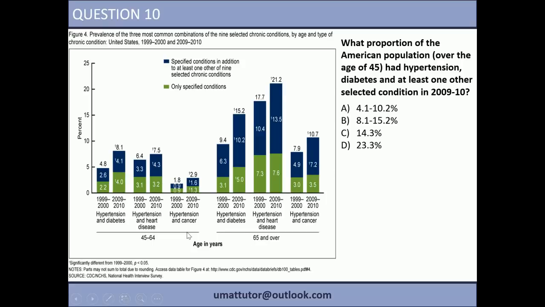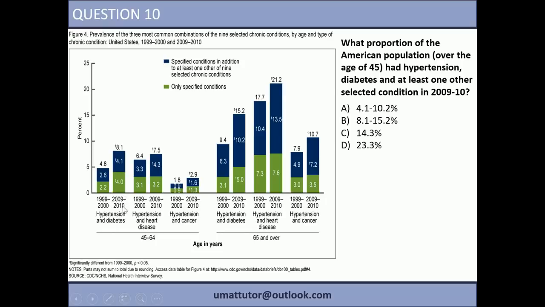The next subdivision is based on the combination of conditions. So you can see that's given in this line here. We can see hypertension, diabetes, hypertension and heart disease, hypertension and cancer, and those combinations are given again on the right-hand side. So in other words, you can compare directly those combinations of conditions in this 45 to 64 age group and compare it to the 65 and over group by looking at the corresponding graphs. If we keep moving up, the next division is based on the year. So you can see that for each of the combinations of conditions, we've got both a graph for 2000 and also a graph for 2010.